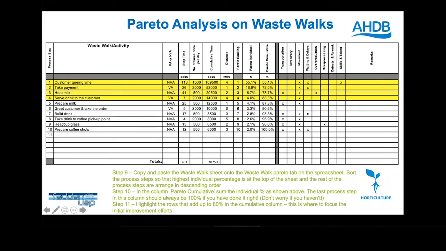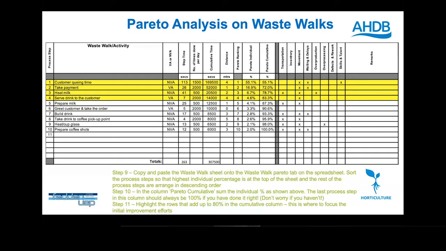So once you've done your waste walk, to get the Pareto analysis, you simply copy and paste all the steps onto a blank template, and you'll see it on the spreadsheet. There's a blank template called Pareto. So you copy and paste all the elements across, and then you organize them so that the highest percentage element is at the top, going down to the lowest percentage element at the bottom.